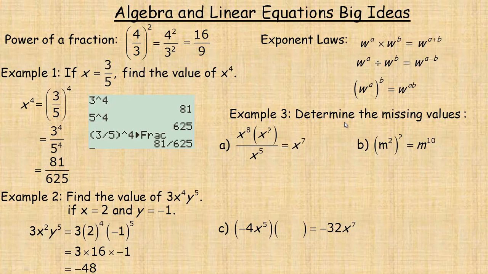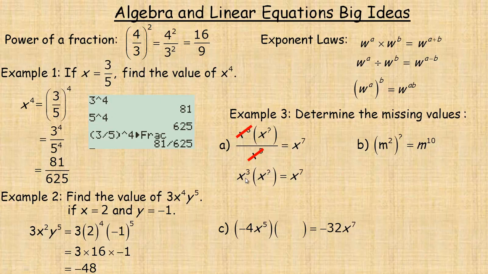Okay, so in example 3 here, we use some of those exponent laws to find some missing values. In this one here, we don't know the exponent on the power of x. So this x to the 8th over x to the 5th, you see that part we can simplify. When we're dividing, we subtract the exponents. So 8 minus 5 is 3, so that part simplifies to x to the power of 3. So that part's going to be x to the 3rd times this unknown power of x equals x to the 7th.